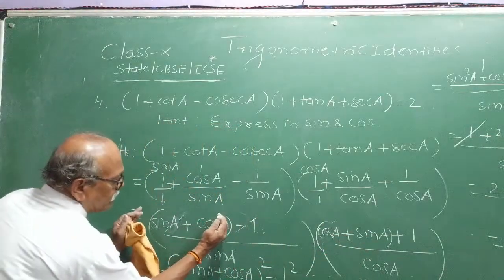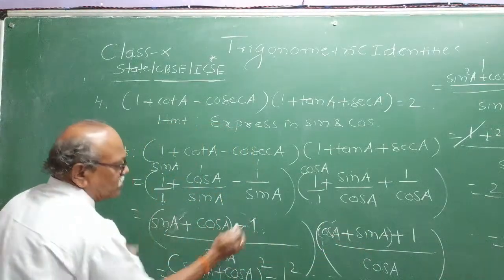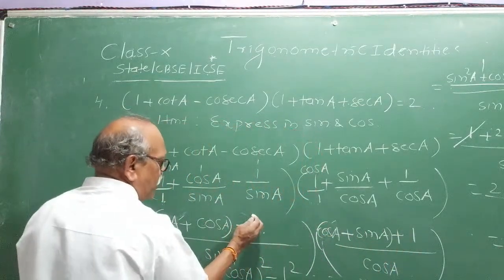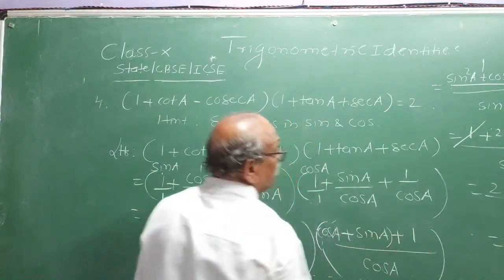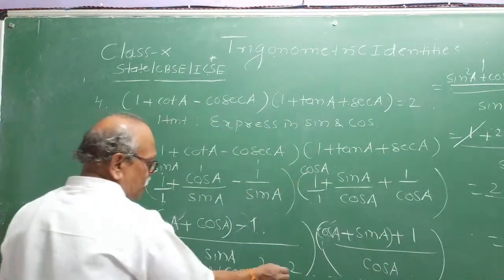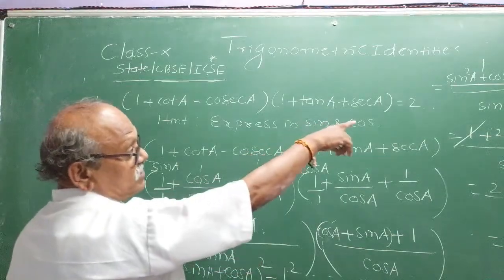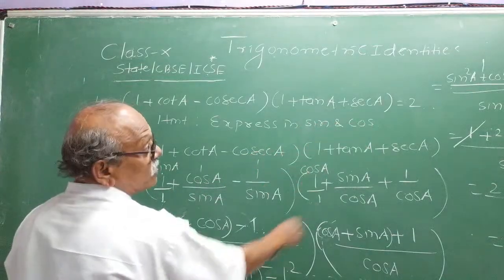Observe the numerator, this is sin A plus cos A minus 1. It is also sin A plus cos A plus 1. It is in the form of A minus B and A plus B. You will get it as A square minus B square. A square means sin A plus cos A whole square will be sin square A plus cos square A plus B square plus 2AB.